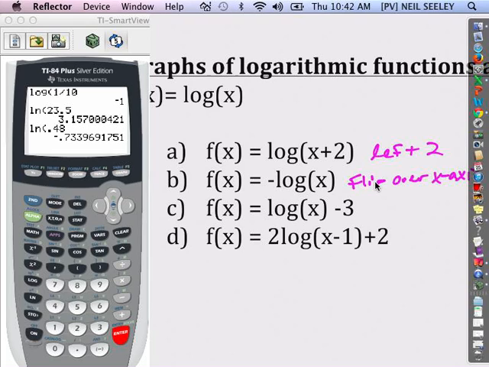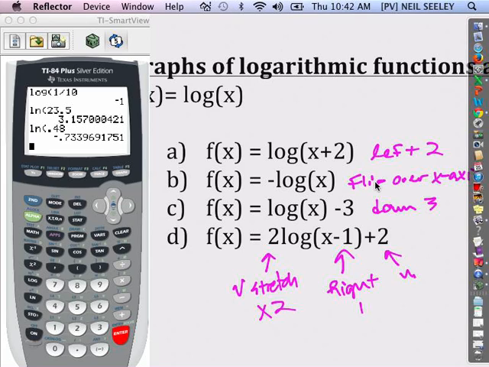You could do these in your sleep now, couldn't you? Down 3, because it's outside. Outside of the function, it's a vertical operation. Inside with the x, then it's the opposite. Like this, that's a right one. We have a vertical stretch by 2. And we have up 2. Cool. Same old stuff we've all known.